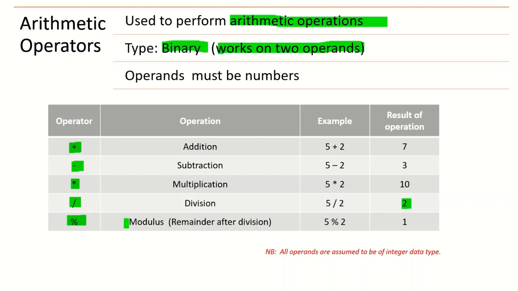Percentage, it is for modulus, that is remainder after division. So 5 % 2 will give a result equal to 1. It is a modulus after division, that is remainder after division of 5 by 2.